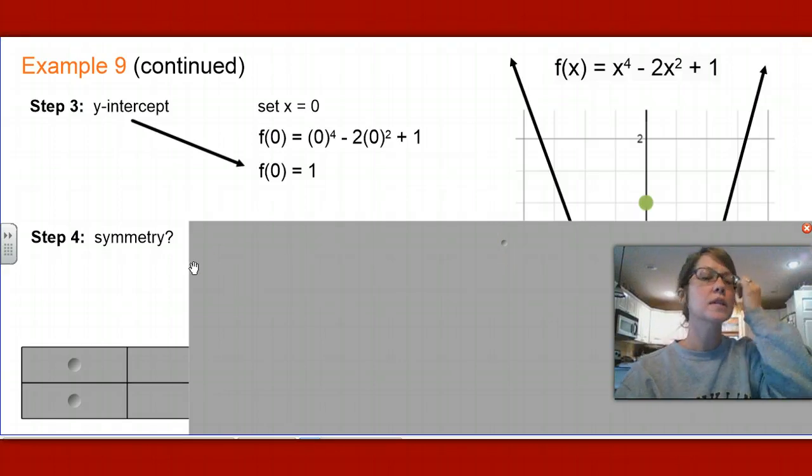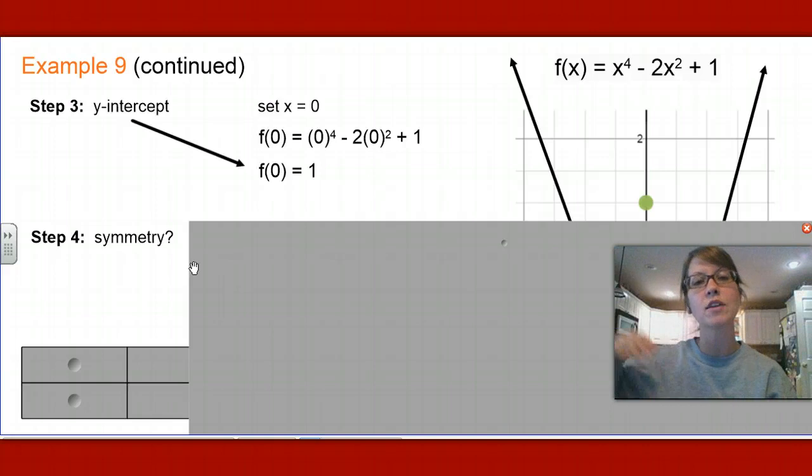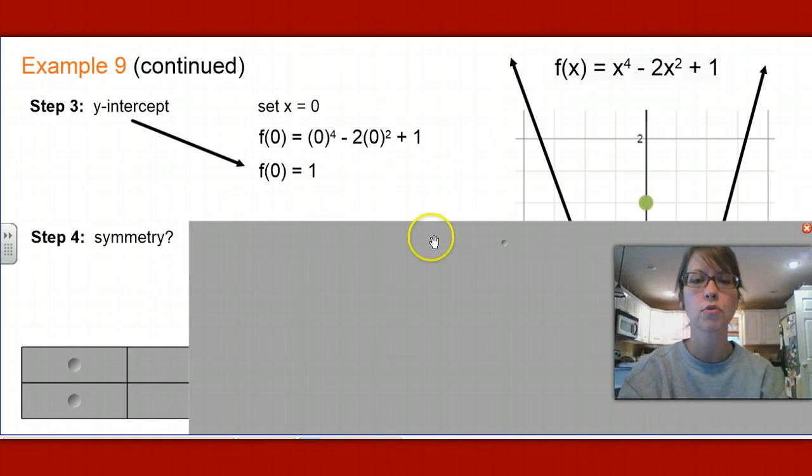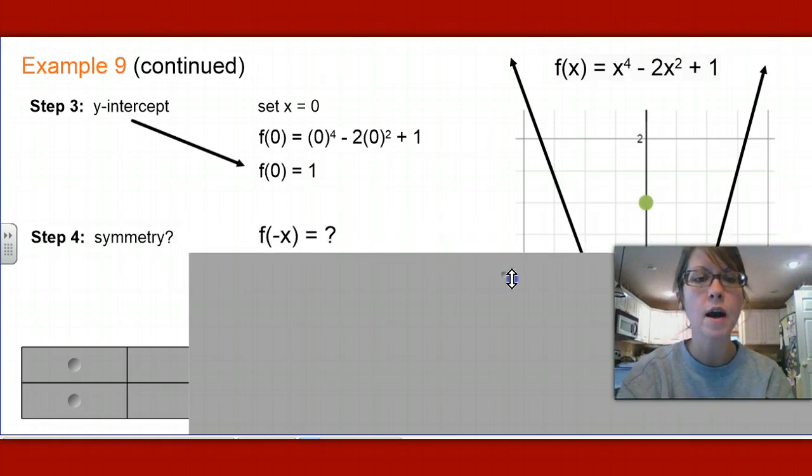Step 4, symmetry. This is the step that I use least often because sometimes graphs have no symmetry. But it is a step that can help you generate your graph, maybe, again, help you know if what you have graphed is correct, okay? So I want to go through this with you pretty quickly. It goes back to being even and odd, which we discussed in a previous chapter.